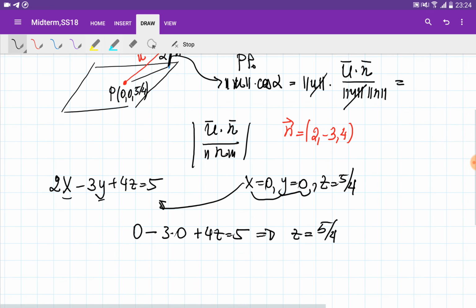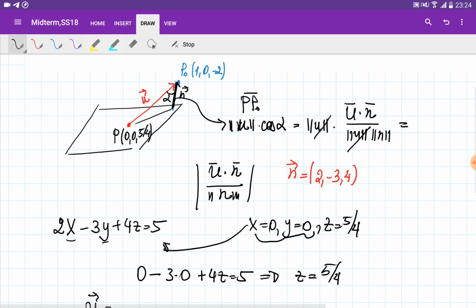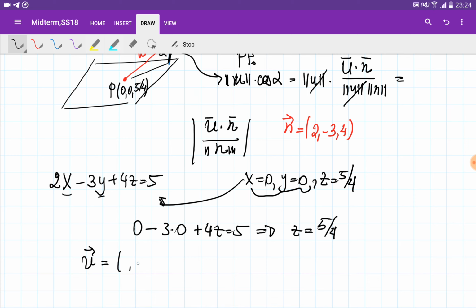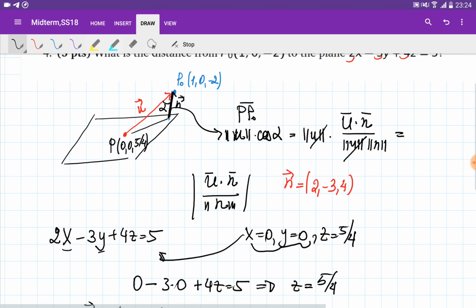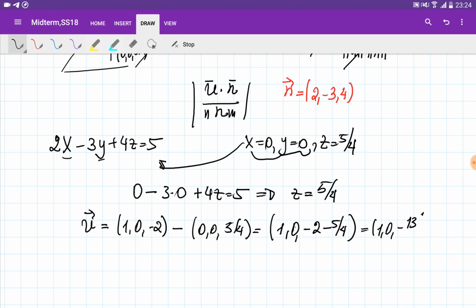And this vector u is obtained by subtracting the ending point of the vector with the components 1, 0, minus 2, minus the starting point of the vector. It's going to be 0, 0, 5 over 4. So if I subtract this, it's going to be 0, 0, minus 2 minus 5 over 4. So you can write this as minus 13 over 4, right? It's going to be 1, 0, minus 13 over 4.